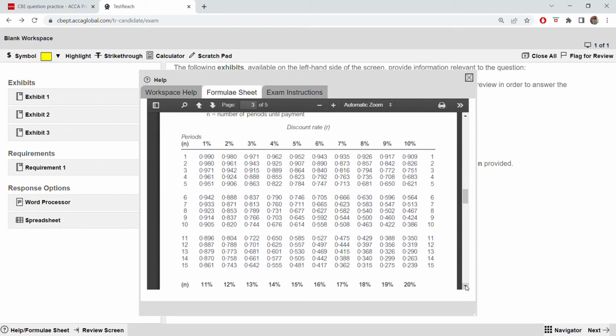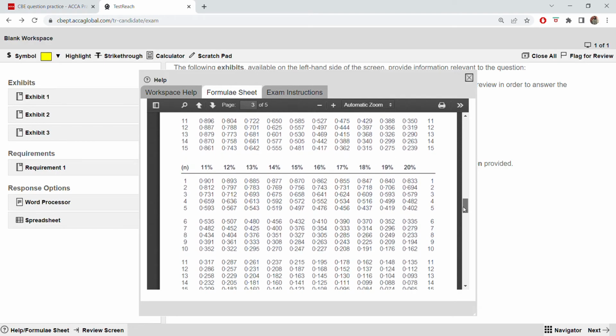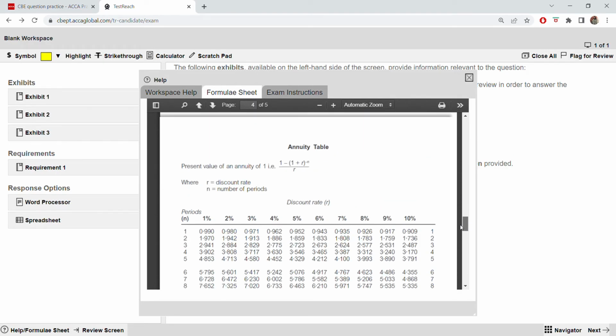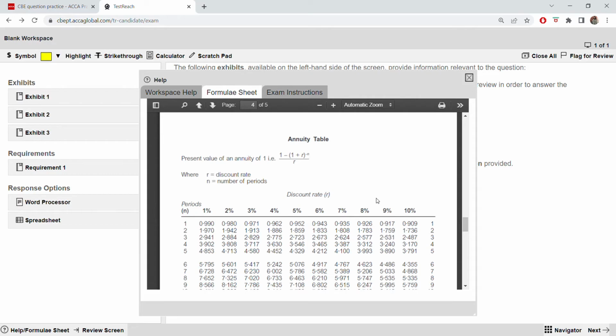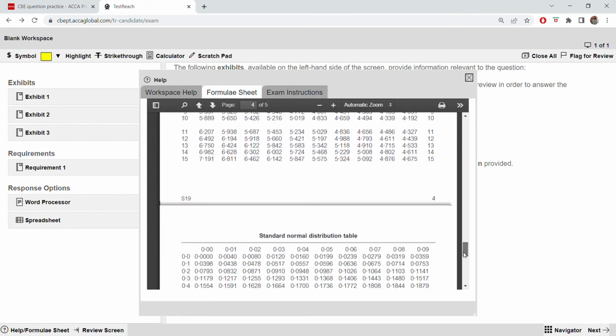Then we have the discount factor table. You see the number of years, the percentages. Okay. Then we have the annuity table. This is what we need. Okay. Years and the percentage.